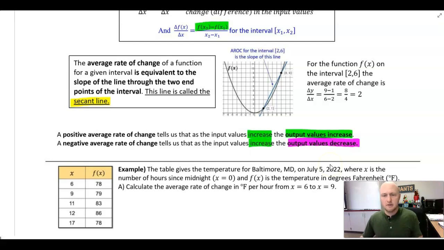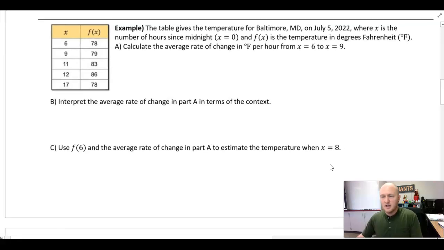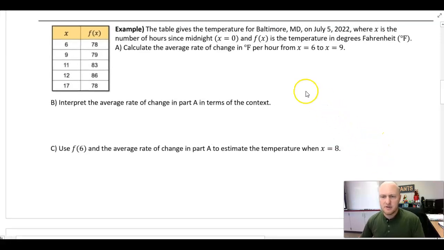So let's go ahead and look at calculating average rate of change within context, and then looking at some interpretation and application. Example, the table gives the temperature for Baltimore, Maryland on July 5th, 2022, where x is the number of hours since midnight, x is equal to 0, and f of x is the temperature in degrees Fahrenheit. A, calculate the average rate of change in degrees Fahrenheit per hour from x equals 6 to x equals 9.